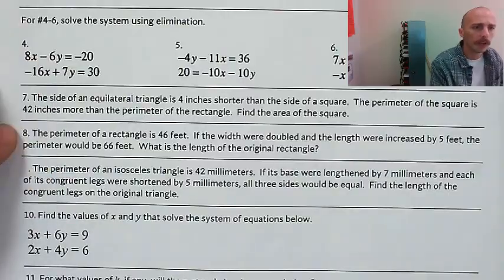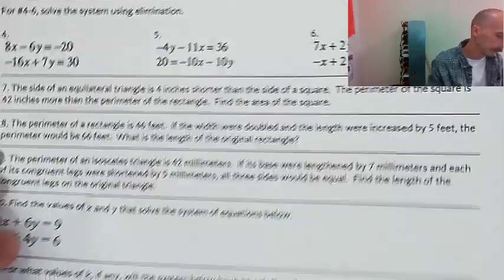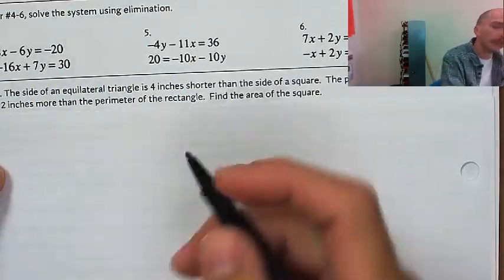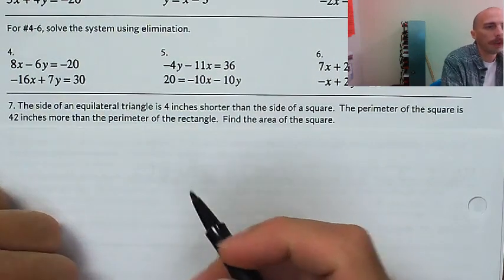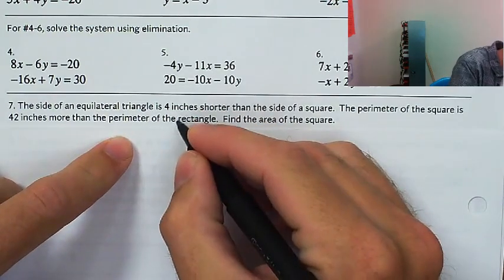So number 7, the sides of an equilateral triangle. Oh, this is the one where I typed it up wrong. I should have just snipped it. I was trying to get it to fit all on one side of one sheet. The perimeter of the square is 42 inches more than the perimeter of the, we're going to say, triangle.